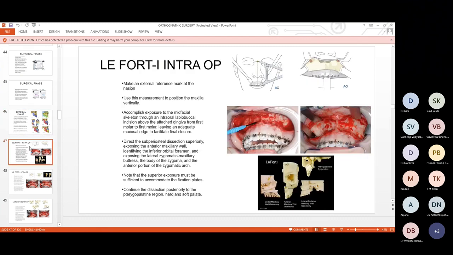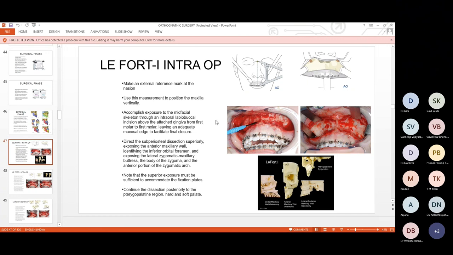I will go into the little operative details. External reference mark at the nasion to the midline here between the incisors. This is the position to position the maxilla vertically preoperatively as well as postoperatively.